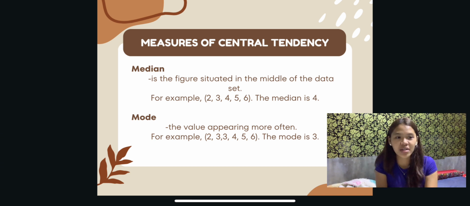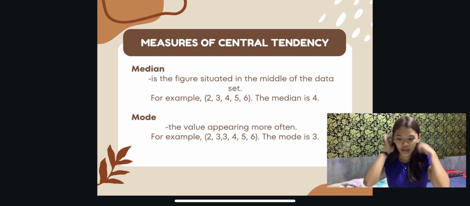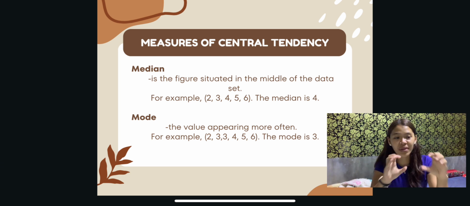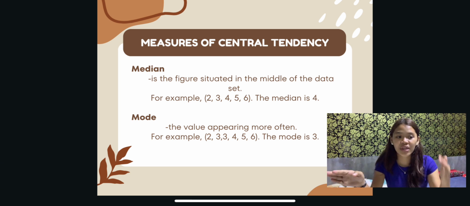Okay? So, next is the mode, the last of the measures of central tendency. The mode is the value appearing more often. This is the number that repeats within the figure set. For example, 2, 3, 3, 4, 5, and 6. It is very clear that the number that repeats within the data is 3. So, the mode is 3.